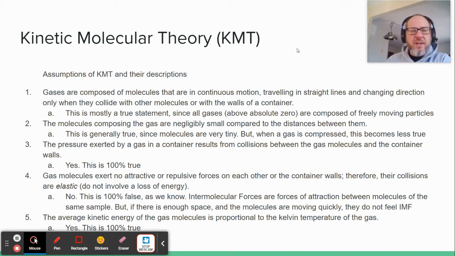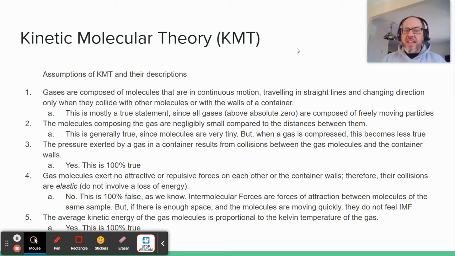One of the assumptions of kinetic molecular theory, assumption number one, is that gases are composed of molecules that are in continuous motion, traveling in straight lines, changing direction only when they collide. This is true most of the time, as long as you're above absolute zero. Almost everything that you're going to do is above absolute zero. We're not approaching absolute zero, so don't worry about it.